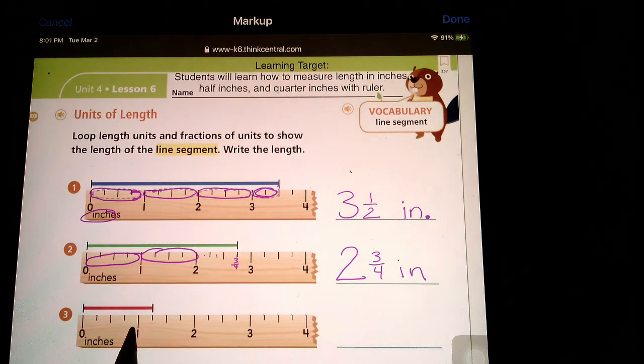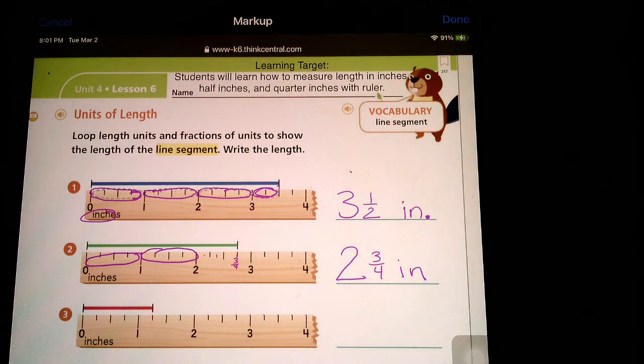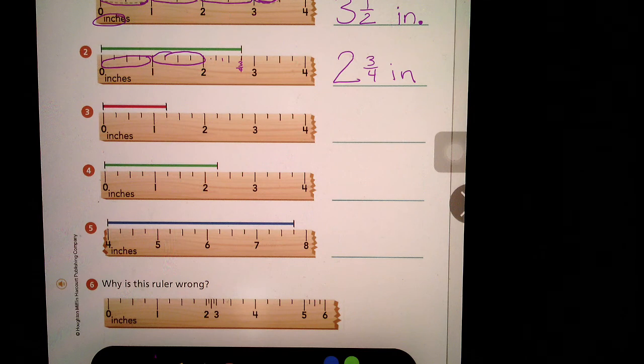So go on and do this one, and then I'm going to have you go on and continue this page, and then you're going to come back and check your answers. Pause the video at this time and then come back and check your answer.